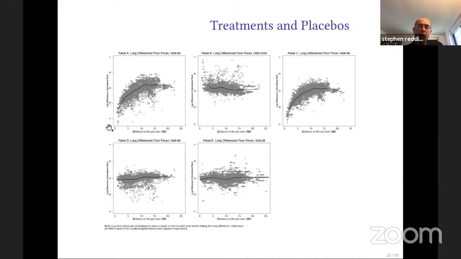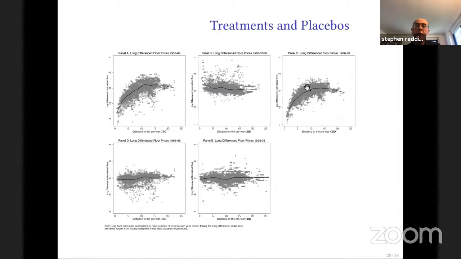I'll flag one thing before we do, which is some of those placebos I mentioned. We see these sharp negative effects of division here. This is a decline in land prices between the pre-war period and division, a sharp nonlinear decline in land prices close to the pre-war CBD. Distance to the pre-war CBD is on the horizontal axis. And there is an uptick in land prices close to the pre-war CBD following reunification.